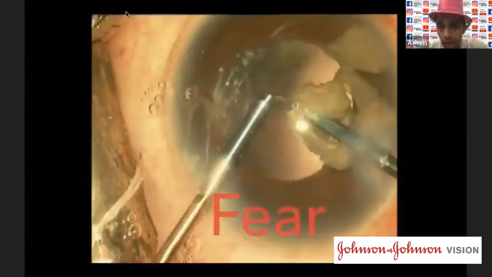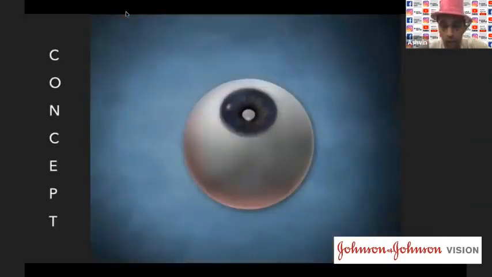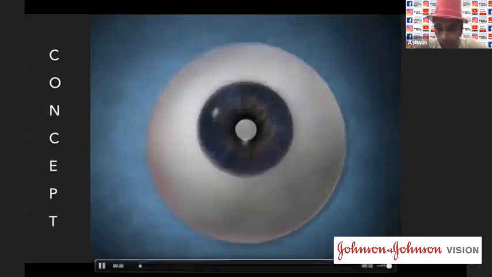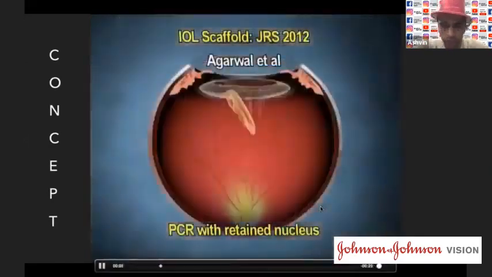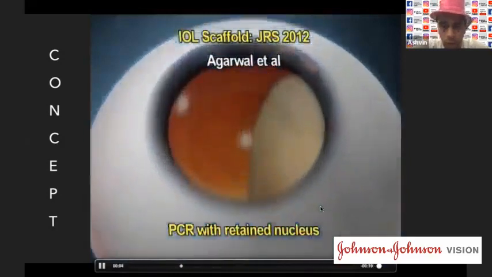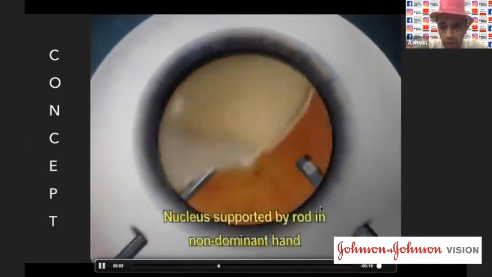I mean, dropping nucleus pieces inside the vitreous. As anterior segment surgeons, we don't want that. So let me just explain a concept first before we actually go ahead. What we're basically doing is, to prevent any nucleus piece from falling inside, we're using a modified PAL technique.